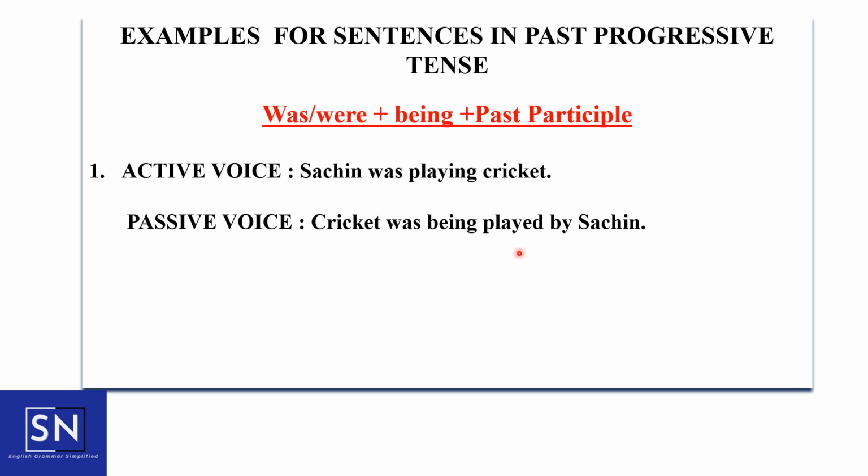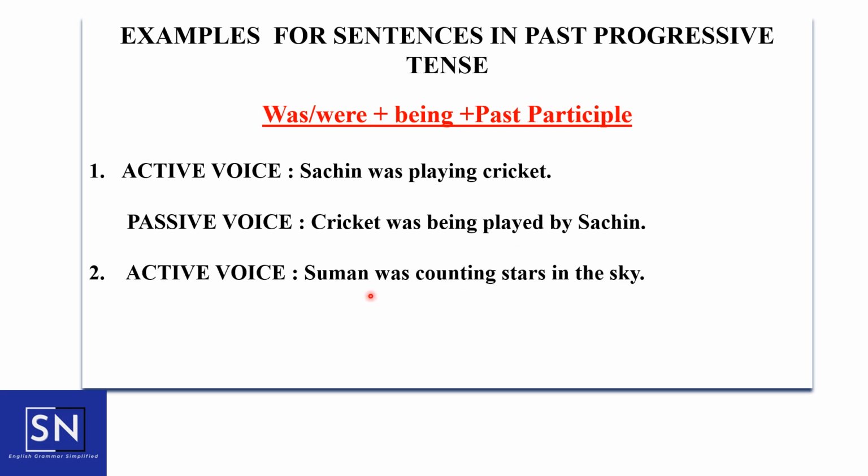Okay, next one. Suman was counting stars in the sky. Yes, here Suman is the subject, was counting is the verb, and stars in the sky is the object. So what will come first? Stars in the sky.